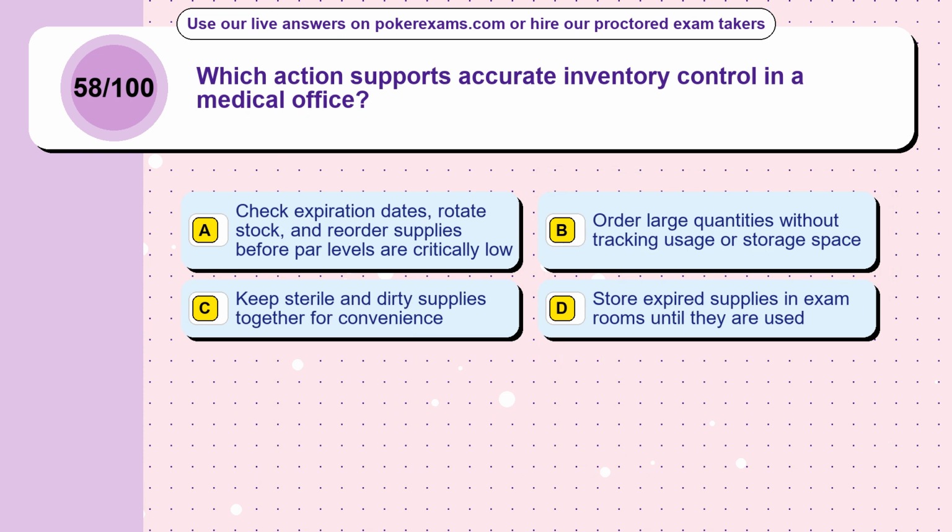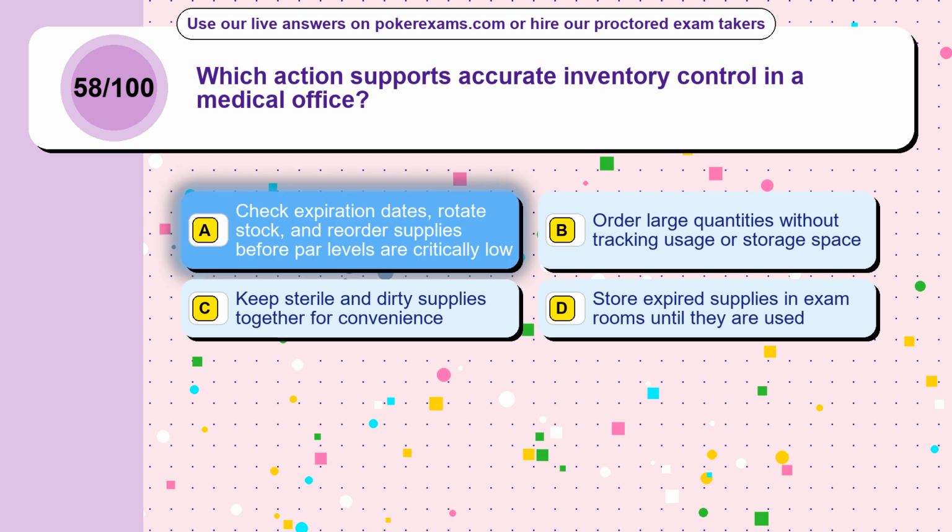Question 58. Which action supports accurate inventory control in a medical office? Option A. Check expiration dates, rotate stock, and reorder supplies before par levels are critically low. Option B. Order large quantities without tracking usage or storage space. Option C. Keep sterile and dirty supplies together for convenience. Option D. Store expired supplies in exam rooms until they are used.